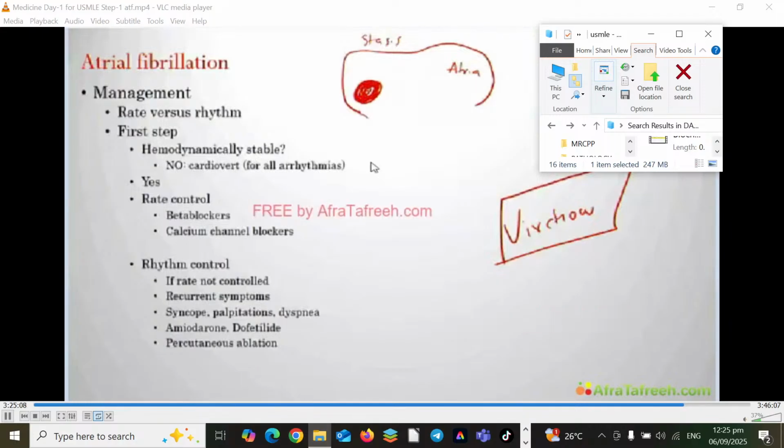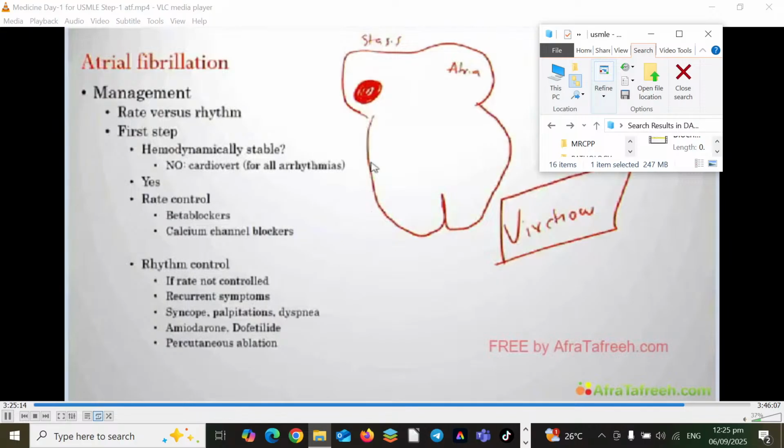What lies below the atria? Definitely the ventricles. So you have the LV and the RV. Alright. So what happens here is, because the atria is not contracting fully, the thrombus stays in the atria itself.